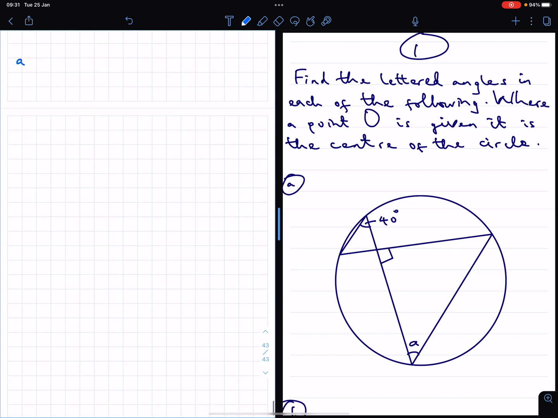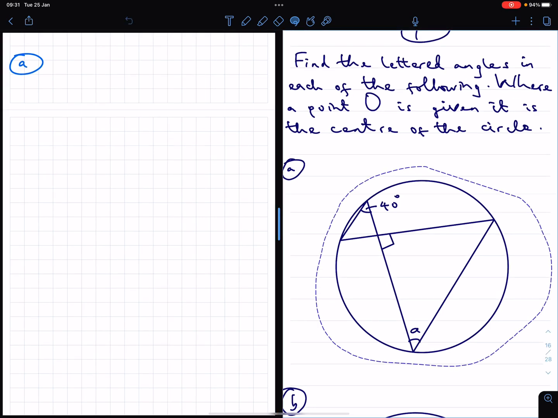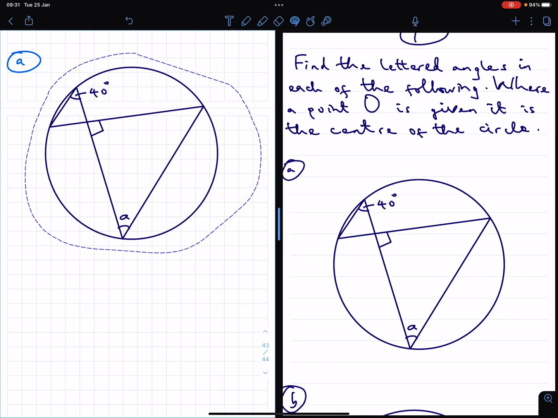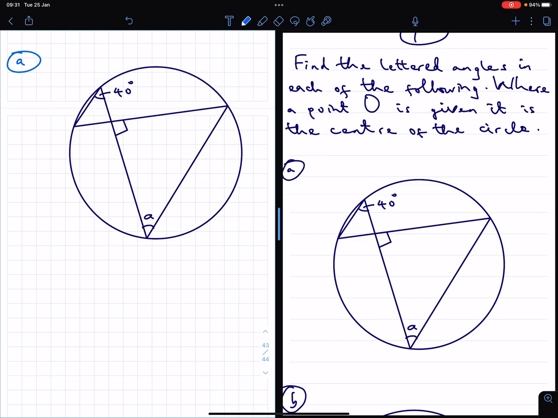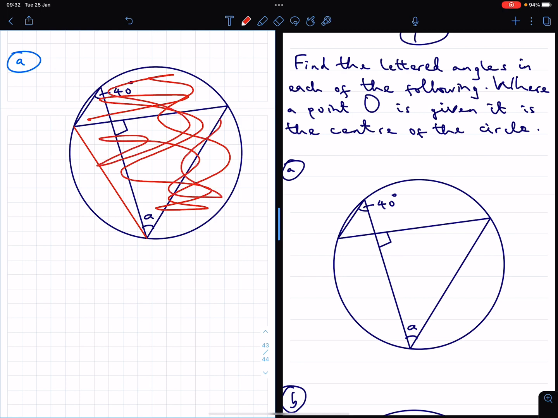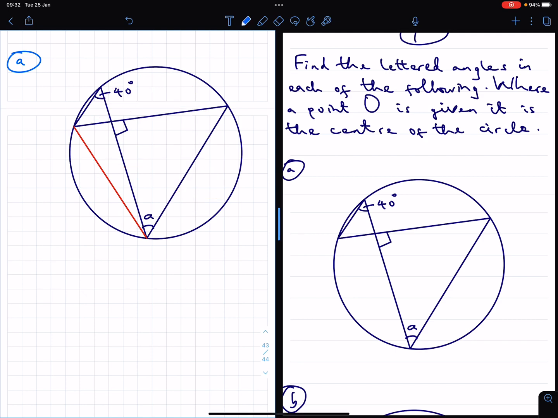So number 1A, let's put the diagram there. And this is the diagram. We want to find angle A. How do we do that? If I construct another chord here, I can see that the circle is now divided into two segments. The major segment, which is this big segment, and the minor segment, which is this small segment. So we'll see that angle 40 degrees and this angle are in the same segment, so that means this angle will also be 40 degrees.